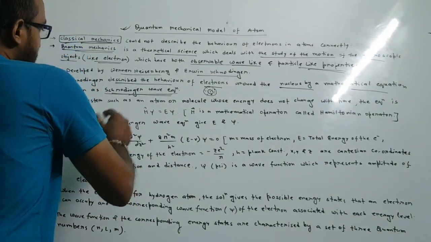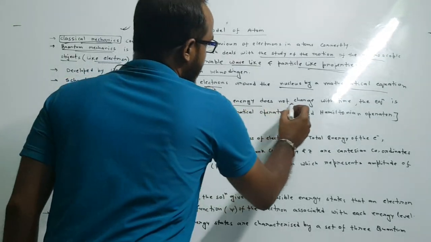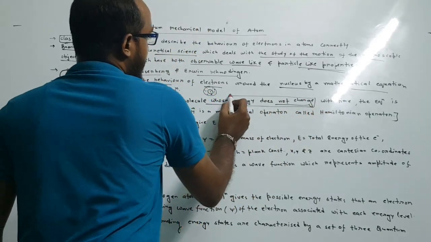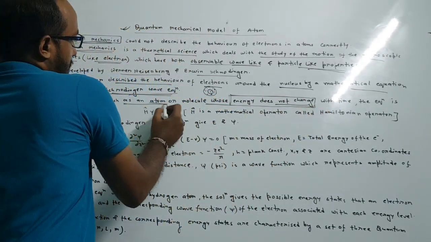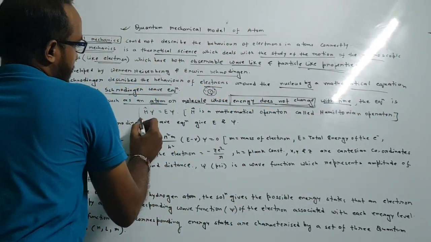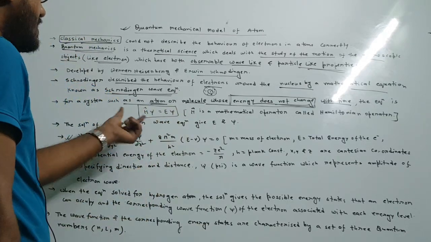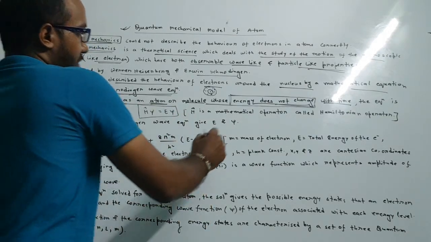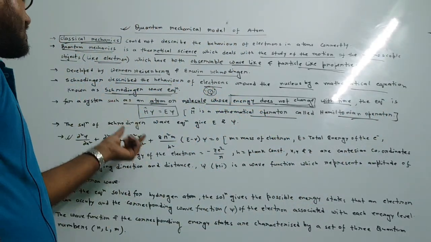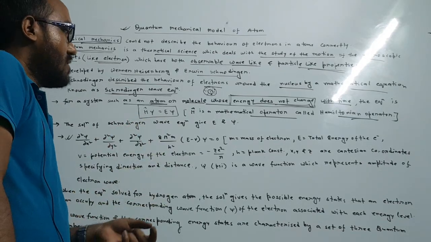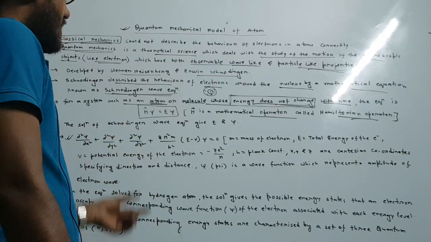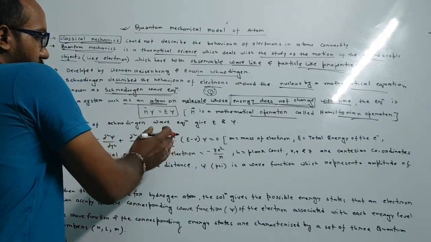For a system of an atom or molecule whose energy does not change, and this is an important point, energy should not change with time, the equation is H cap psi equals E psi, where H cap is a mathematical operator known as the Hamiltonian operator. We don't have to focus on this equation in depth because it is not in our syllabus, but you have to know what the Schrödinger equation actually is and what it does.